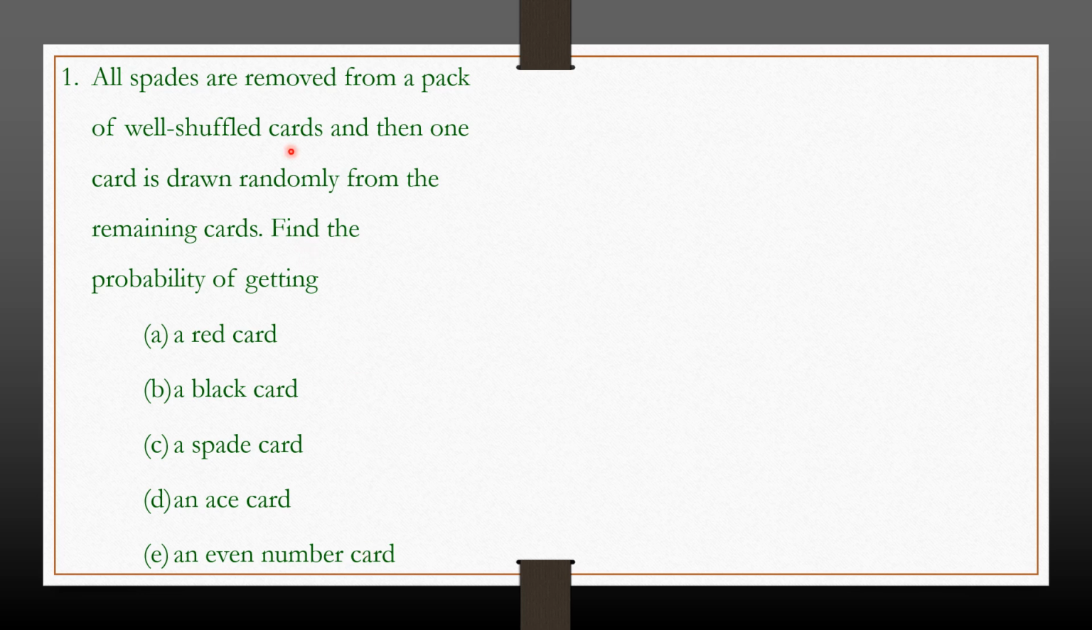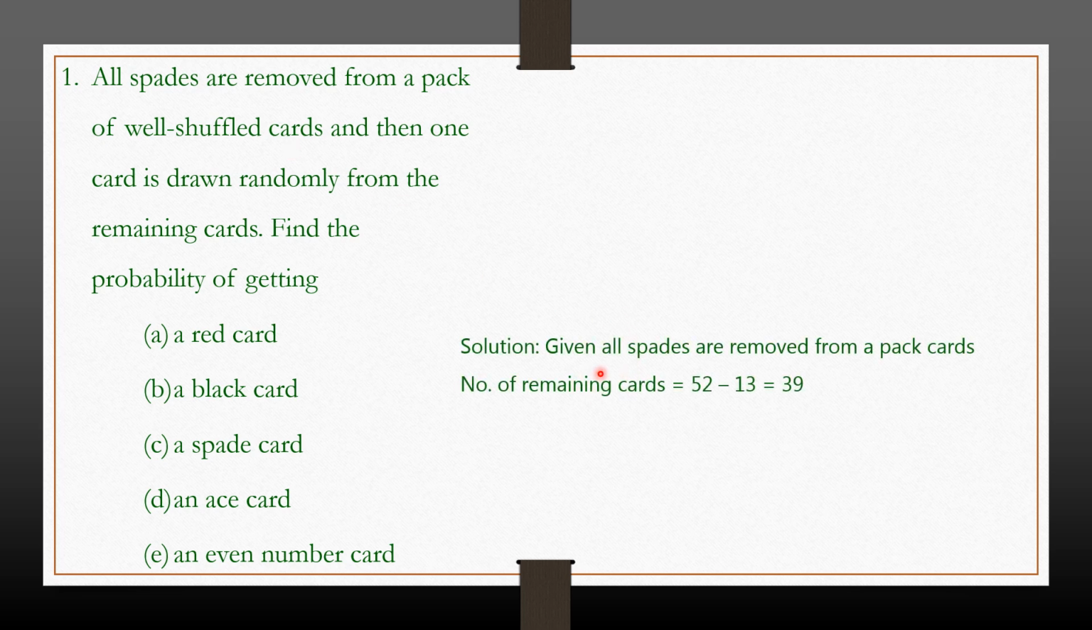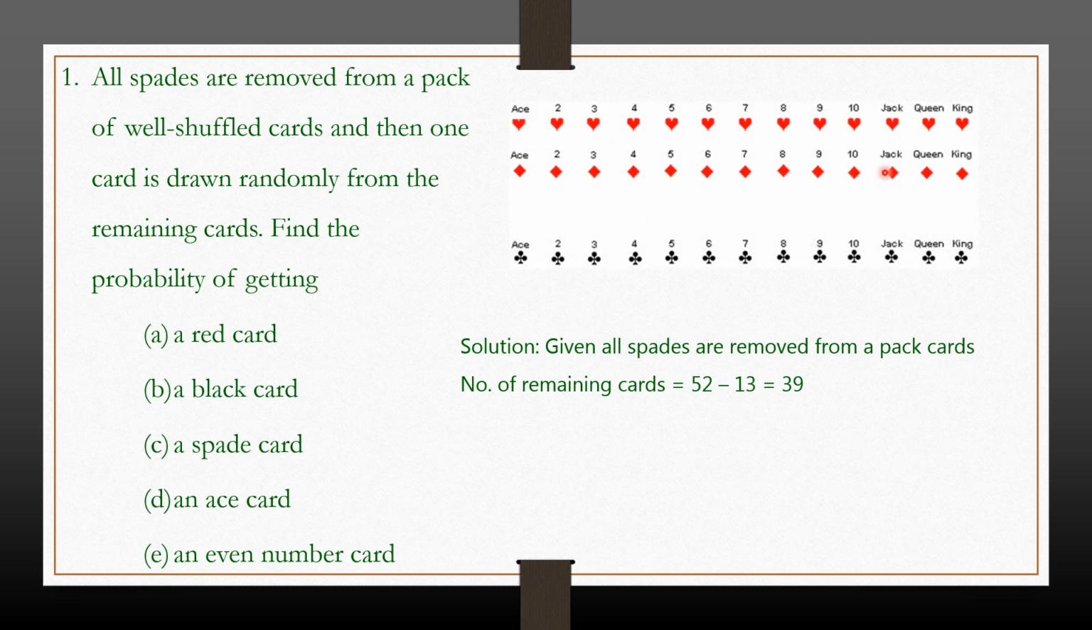First of all, let's find out the sample space. When all spades are removed from a pack of cards, this is the sample space. Here I removed all the spades. Remaining, I will have 39 cards. Total is 52 cards. From that, you have to remove the spade cards. You have 13 spade cards. That's why 52 minus 13, 39 cards are remaining. If you select one card from this 39, you will get the sample space. In the sample space, you will have 39 cards. That's why n of S you will get 39.